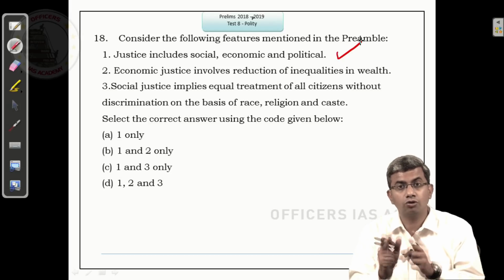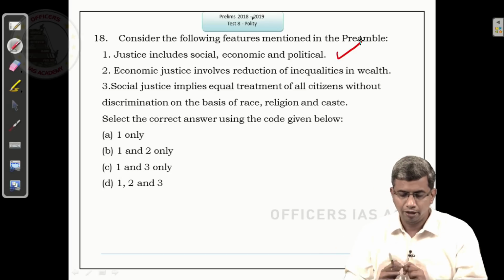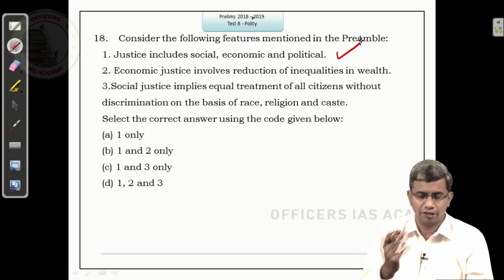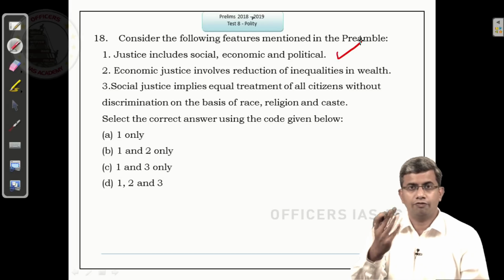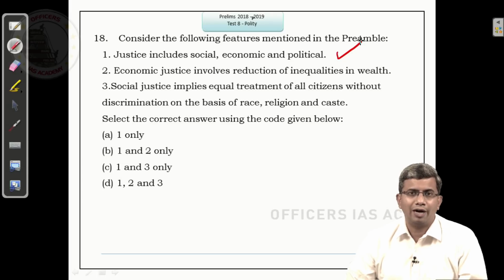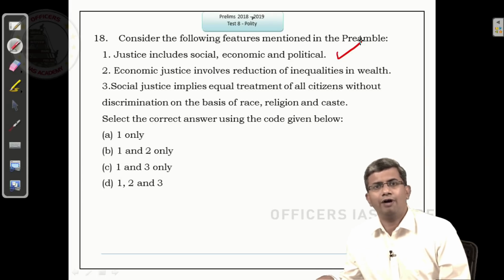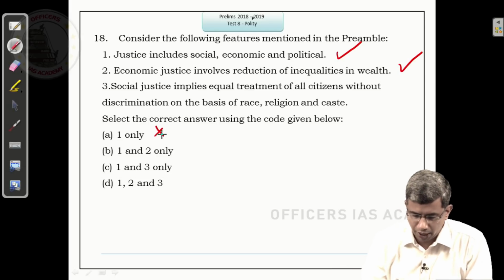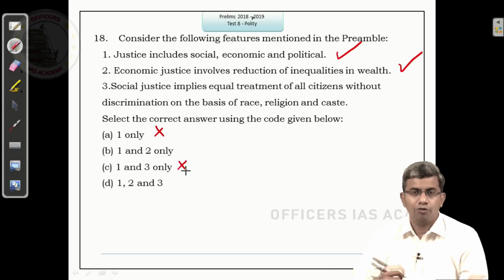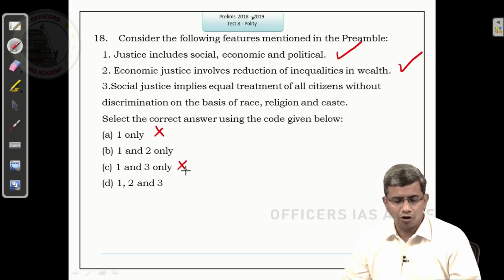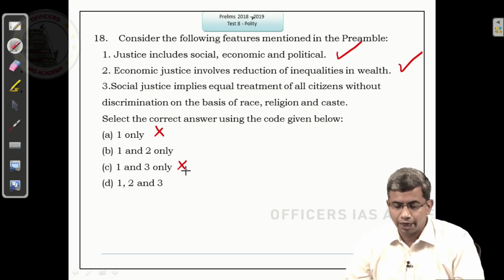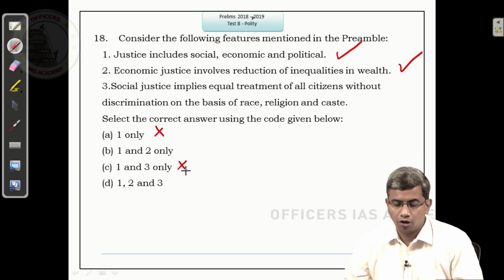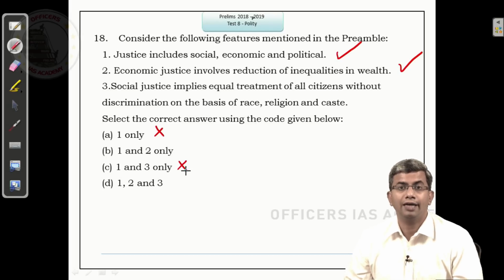So, justice includes social, economic and political, we know that, fine. Economic justice involves reduction of inequalities in wealth, that is straightforward, it does not require too much knowledge to understand that economic justice means inequalities in wealth should go away. So, this is also correct. So, automatically you eliminate option A, option C. Now, you need to know whether the third statement is correct or not. Social justice implies equal treatment of all citizens without discrimination on the basis of race, religion and caste.